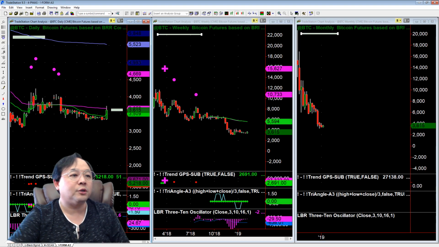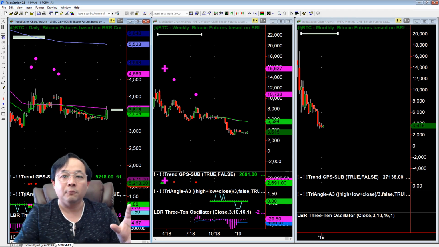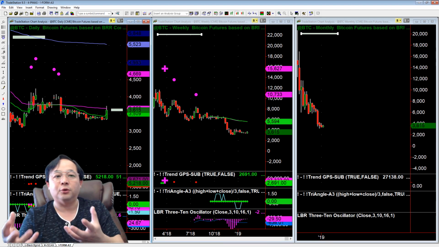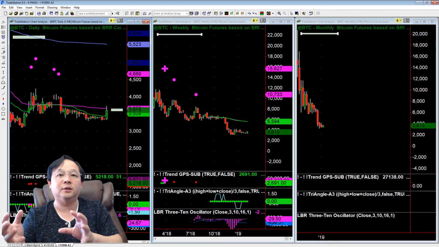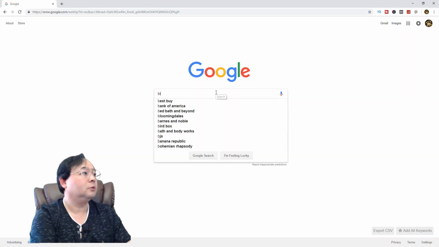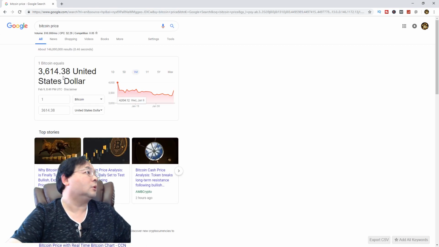So what I want to do is verify and make sure this is very close to the actual Bitcoin spot trading price, to know if the futures can reflect the Bitcoin price, because I don't know if you guys trade the futures or spot Bitcoin, just Bitcoin itself. I'm assuming most people trade spot Bitcoin. So let's do a quick search. Bitcoin price. Okay, it's pretty good.